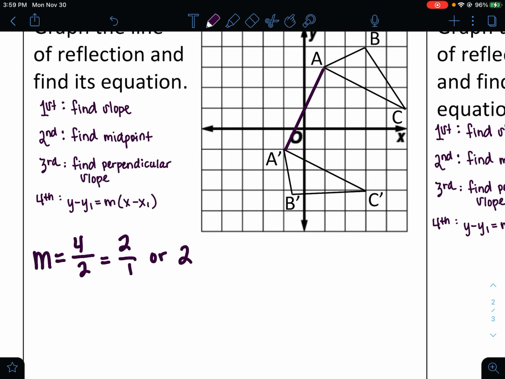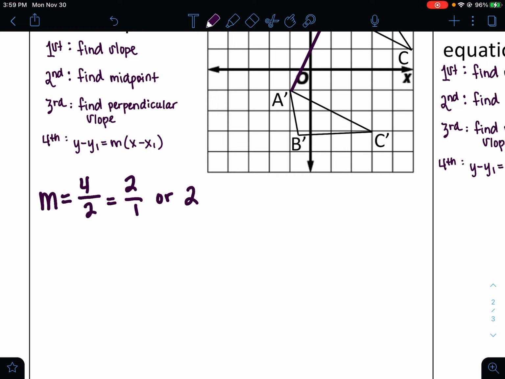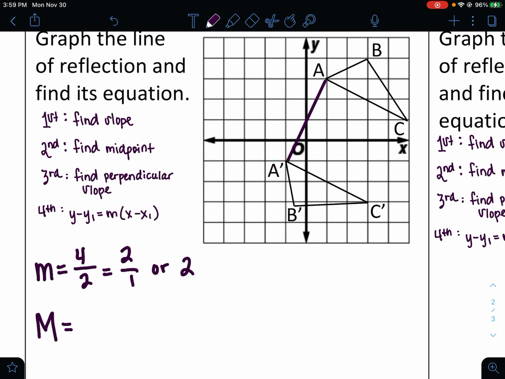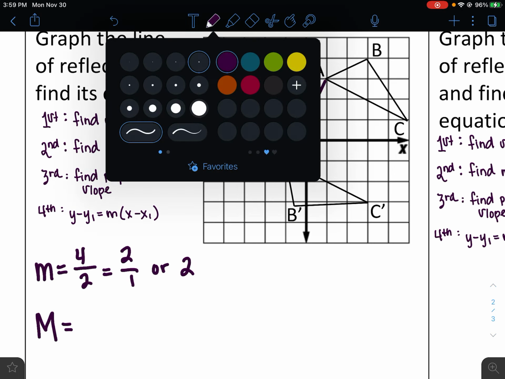Can I get rid of that? Okay, so we did step 1. Step 2, find the midpoint. I'm going to use a capital M for midpoint. Lowercase m is slope, capital M is midpoint. Now you can use the midpoint formula, or you can use the graph. I'm going to use the graph because it's quicker.